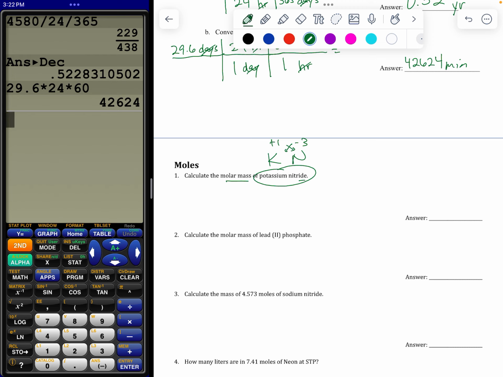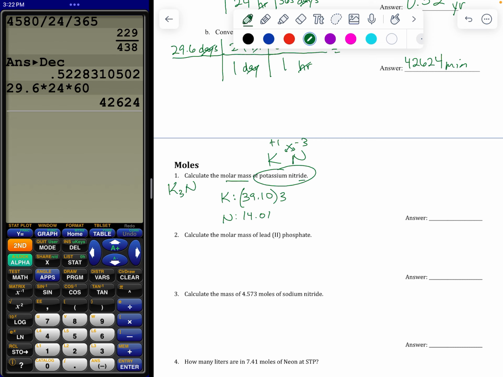So if you crisscross them, I know that I have a formula of K3N, and I need to find the mass of potassium, which is 39.10, and the mass of 14.01 for nitrogen. And then because I have 3 potassium, I am going to multiply that mass by 3, right? Because we have to account for each one.